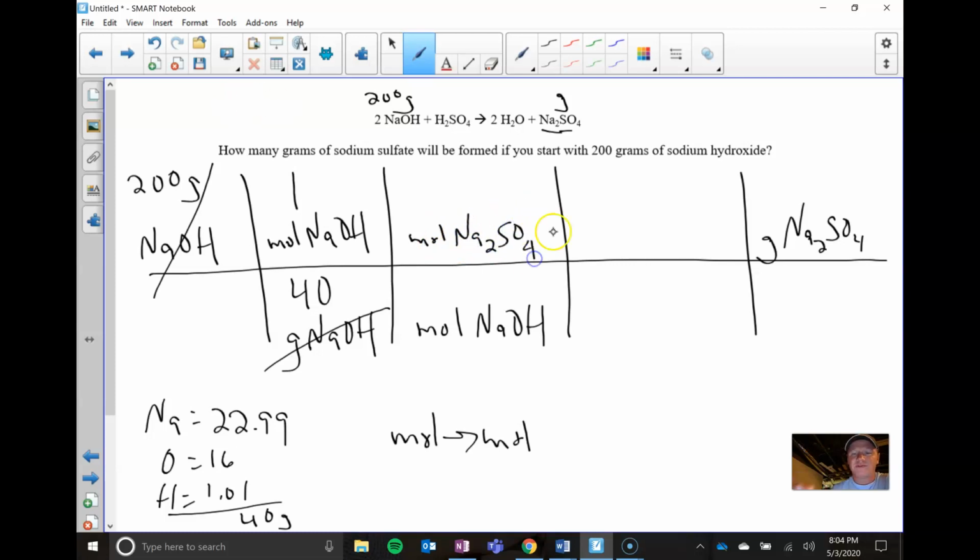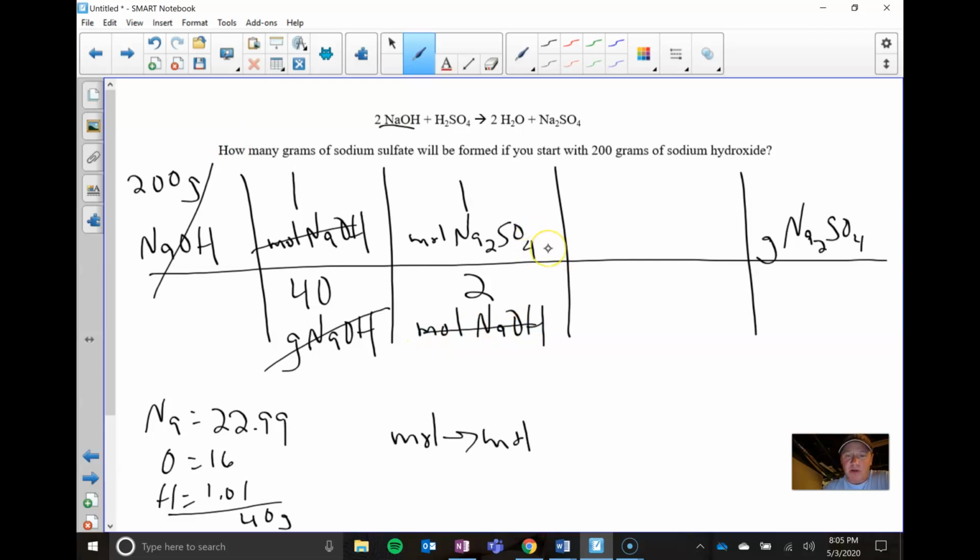Now, what is the numerical relationship between those two compounds, and where do I find that? Ding, ding, ding, from the balanced equation. So remember our mole ratio stuff from last week. So how many moles of sodium hydroxide relate to moles of sodium sulfate? Well, there's 2 moles of sodium hydroxide, and that relates to just 1 mole of sodium sulfate. Okay, so now moles of sodium hydroxide will cancel with moles of sodium hydroxide.